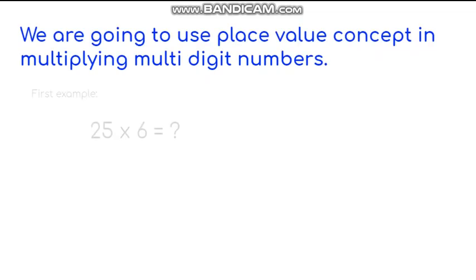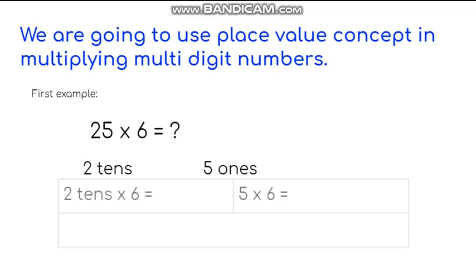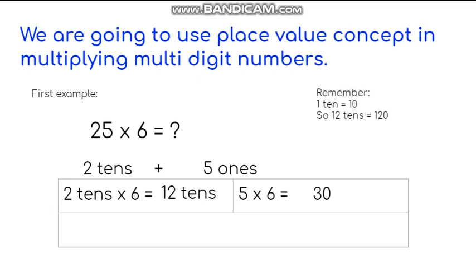Okay, for the next one, this time we're going to get rid of the 0 for a while. So 25 is just the same as 2 tens plus 5 ones. 2 tens times 6 will be easier because 2 times 6 is 12, so it's going to be 12 tens. 5 times 6 is 30. You need to remember that 1 ten has the value 10, so 12 tens is 120. So we can just add it. 120 plus 30 is going to be 150.